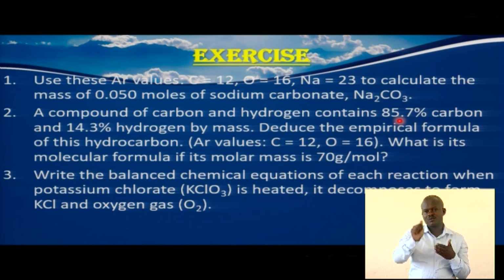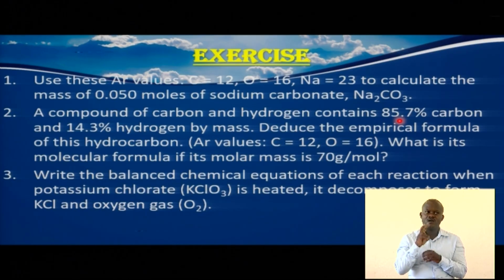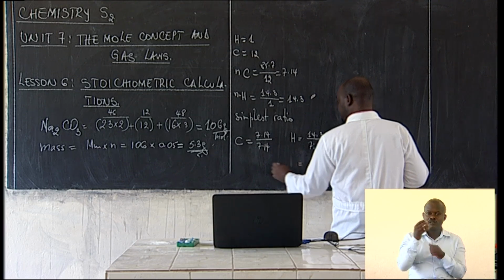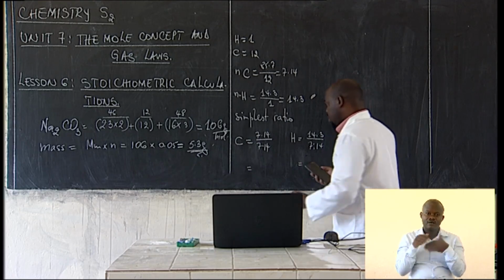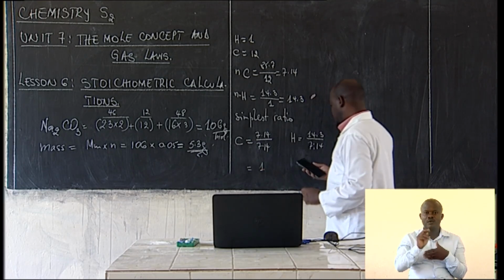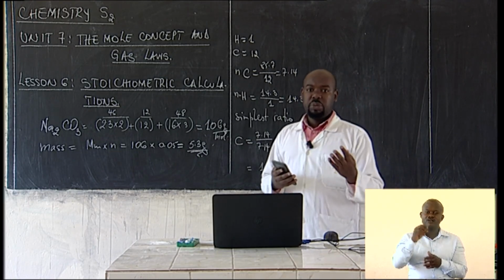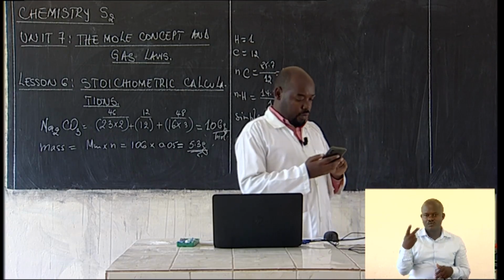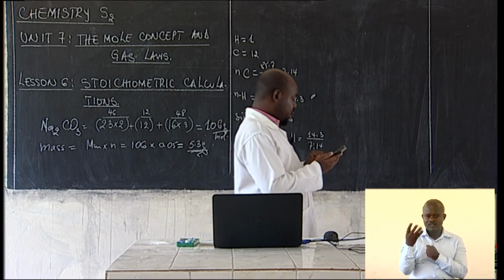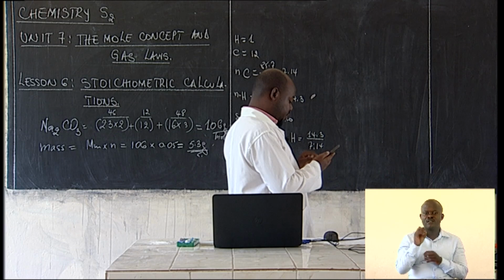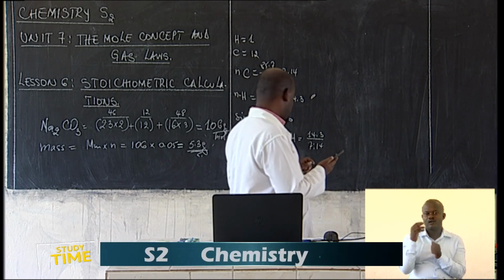So for carbon, we have 7.14 over 7.14. And for hydrogen, we have 14.3 over 7.14. And what do we get? In each case, for carbon, we have 1, and for hydrogen, it is approximately 2. We have 14.3 over 7.14, that is 2.